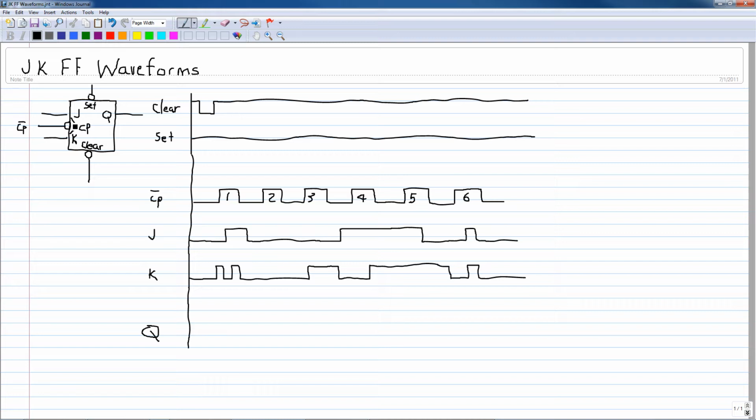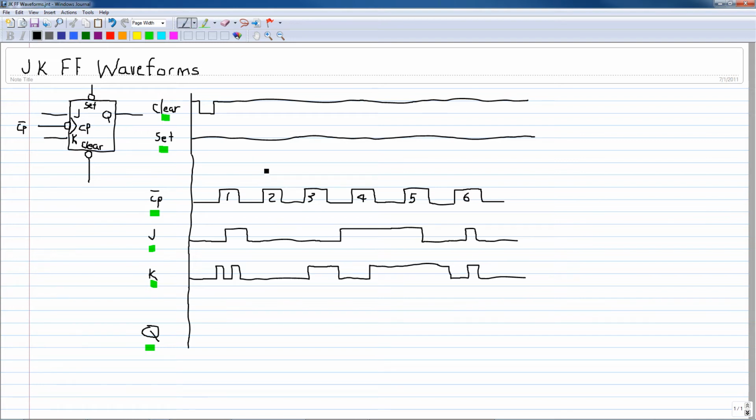Alright, so how do we analyze a circuit like this when we have waveforms applied? Here we have the waveforms applied to the inputs. For example, this is a clear input, this is a set input, here's our clock, our J, K inputs, and here's our Q outputs. These are the waveforms that are applied to those inputs, and we want to determine what the waveform looks like for the Q outputs.